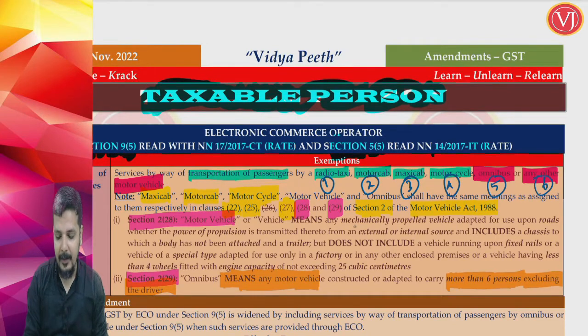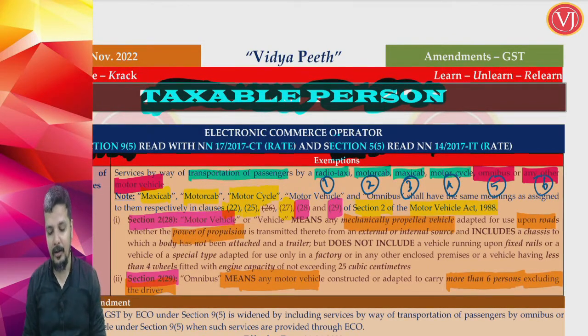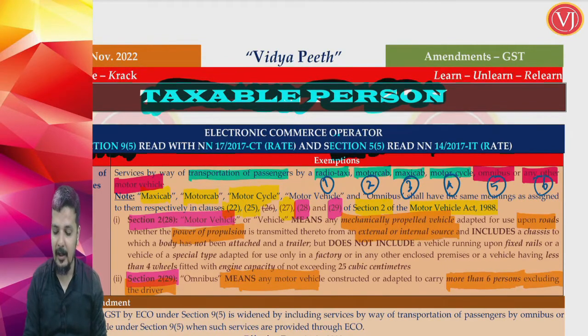Motor vehicle or vehicle means any mechanically propelled vehicle adapted for use upon roads where the power of propulsion is either from an external or internal source. So they are telling that it is not only your normal vehicle, right? An external source is not required, even it can be an internal source. Battery operated vehicles are also covered. So a mechanically propelled vehicle on roads where the power of propulsion is either external or internal source. So your e-vehicles are also covered.